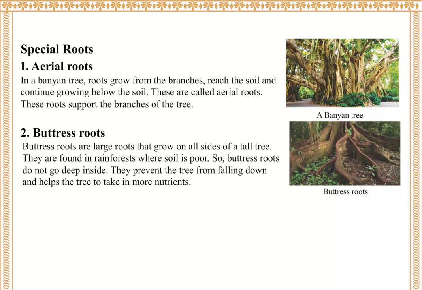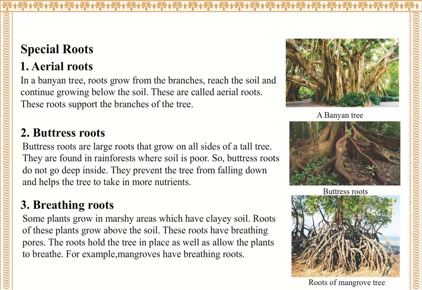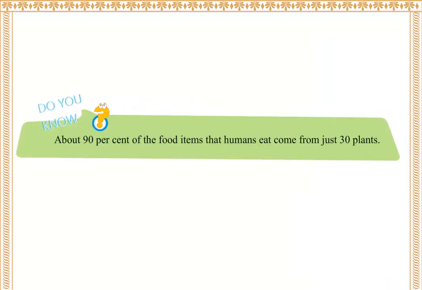3. Breathing roots. Some plants grow in marshy areas which have clayey soil. Roots of these plants grow above the soil. These roots have breathing pores. The roots hold the tree in place as well as allow the plants to breathe. For example, mangroves have breathing roots. Do you know? About 90% of the food items that humans eat come from just 30 plants.